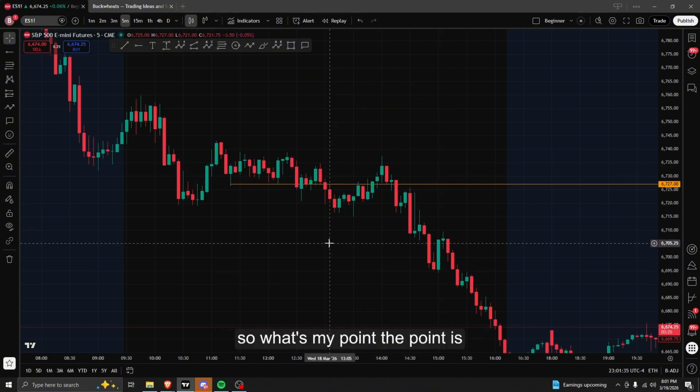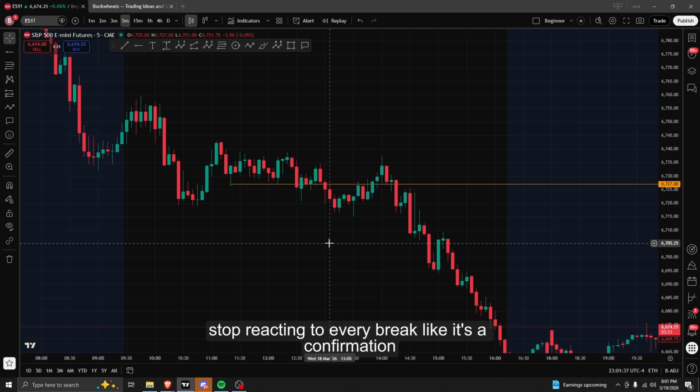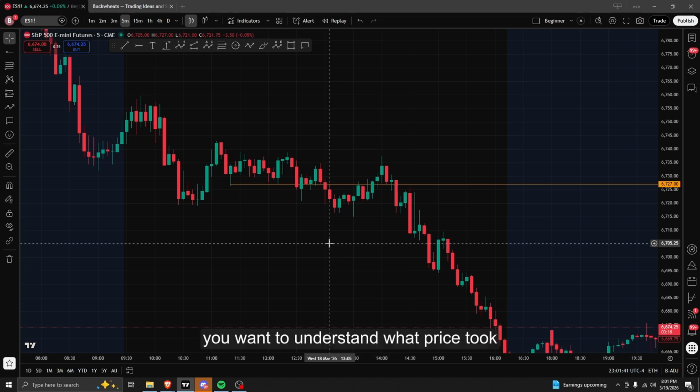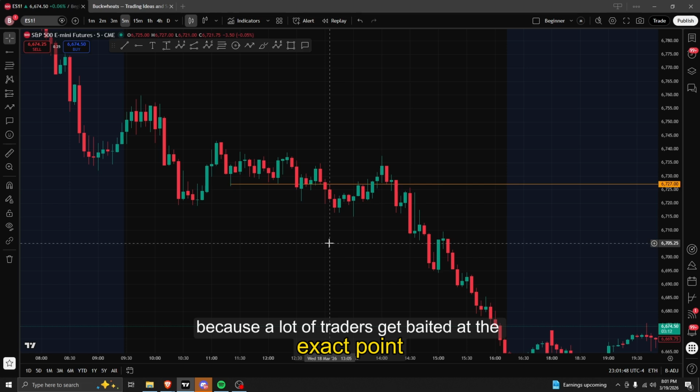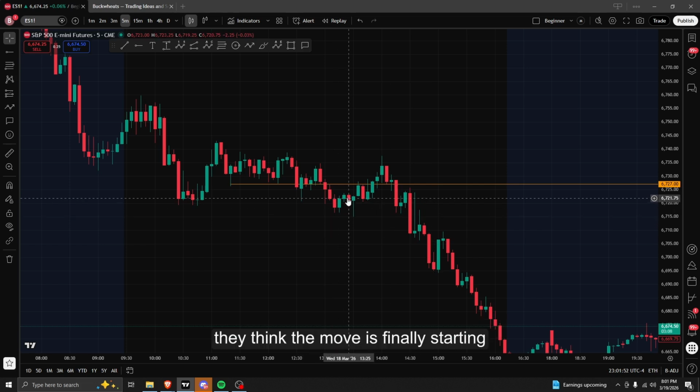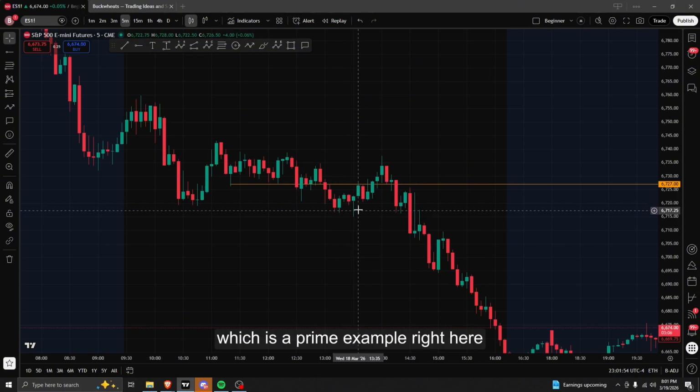So what's my point? The point is, stop reacting to every break like it's a confirmation. You want to understand what price took, how it reacted after, and whether there was real follow through or not. Because a lot of traders get baited at the exact point they think the move is finally starting, which is a prime example right here.